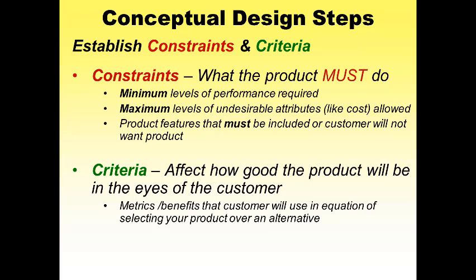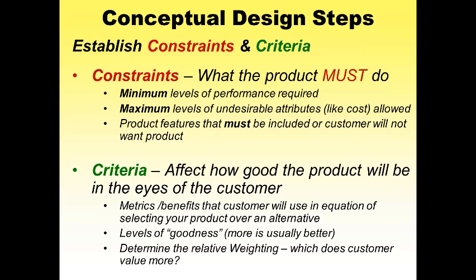They could be levels of performance that are a little better than somebody else's, so more is better, or it could be a lower cost. Sometimes less is better. So these are more squishy things where we get to choose what level we're going to come in at. But there's usually a direction, more or less is better. And these become part of the relative weighting that the customer uses to, again, choose whether they're going to buy our product or somebody else's.